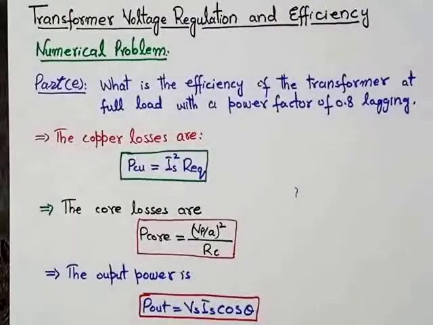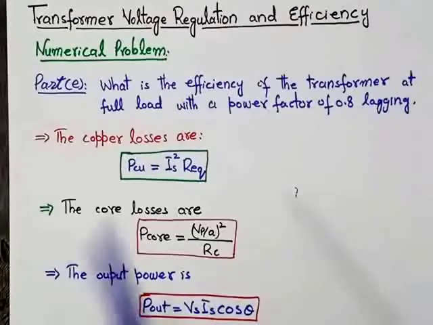Now we will solve the last part of this numerical. Part D of this numerical is basically the same as part C. So part D will be your homework. Now we will solve part E of this numerical problem. This is the last part.